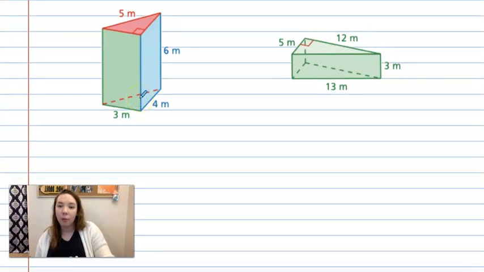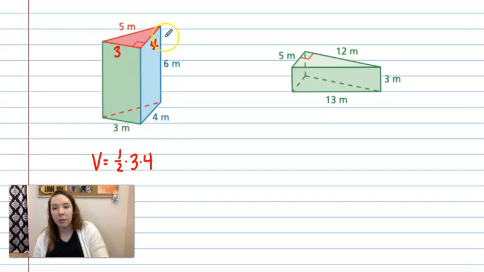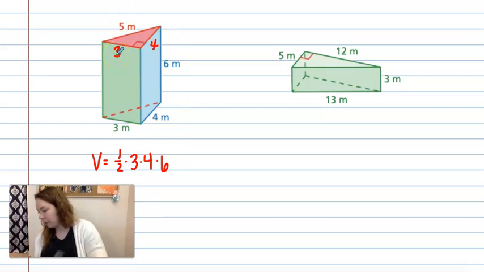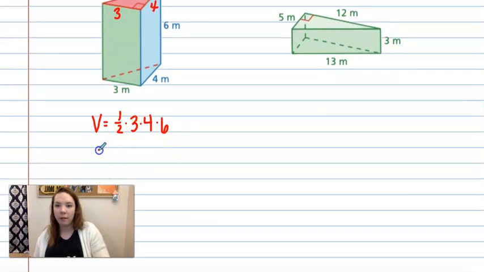For a triangular prism, we want the area of the base. So this one is a 3 by 4. But remember, a triangle is 1/2 base times height. And then we're doing the height of the prism, which is 6. So we actually don't use this 5 at all in this problem. So 36 cubic meters would be our final answer.